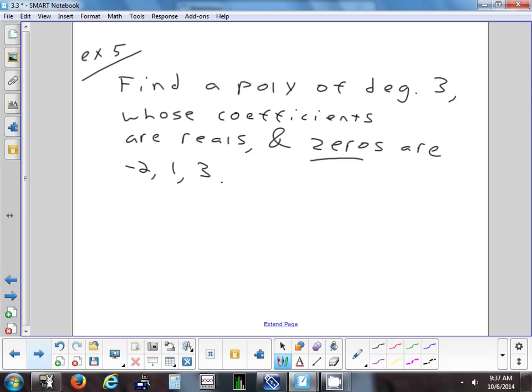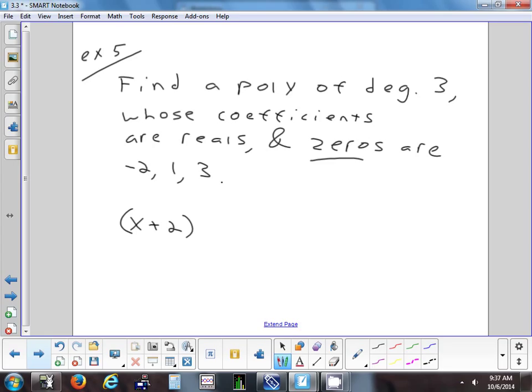And wouldn't 1 and 3 also be roots? Yep, 1 and 3 are roots. But what's another way of saying -2 is a root? X plus 2 is a factor. Negative 2 is a root, x plus 2 is a factor.